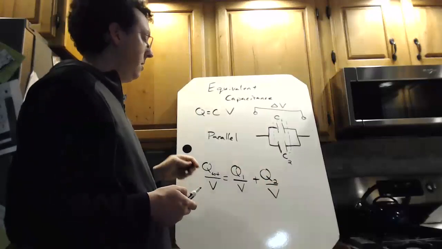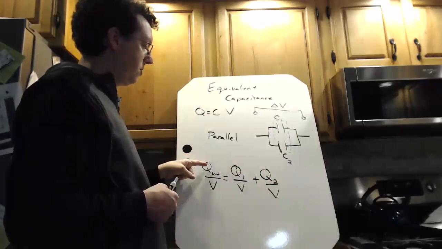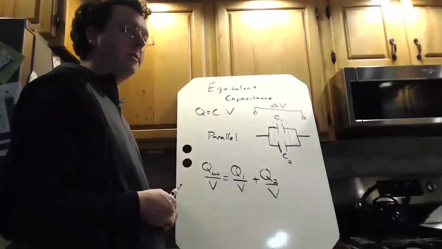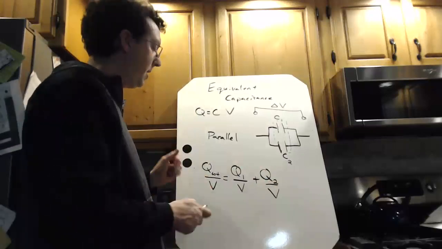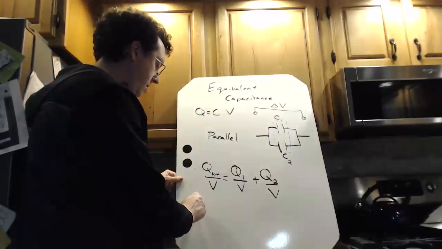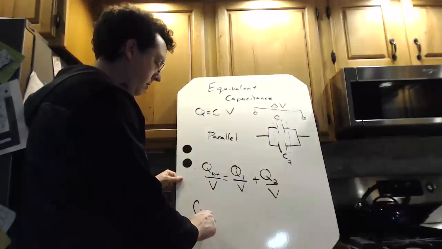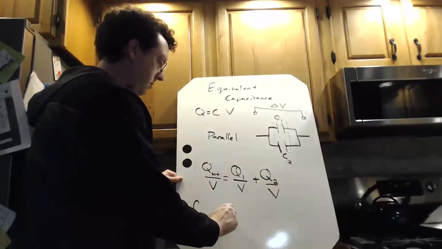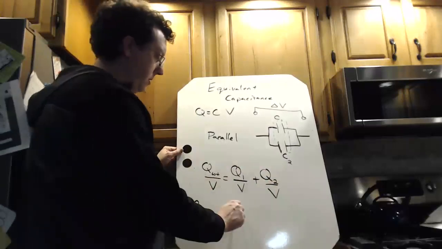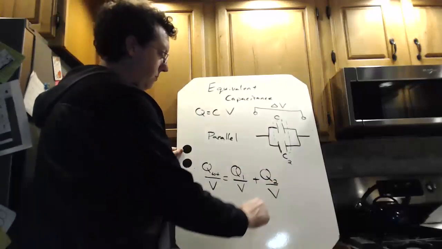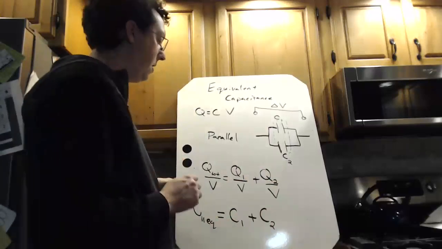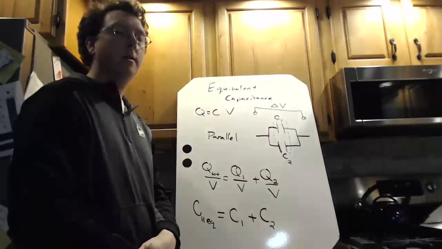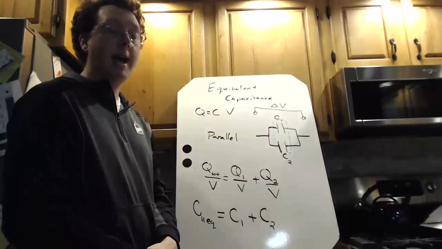Now, the ratio of the total charge to the total voltage drop is nothing other than the effective or equivalent capacitance. So we say the capacitance in parallel equivalent equals, well, this ratio would be nothing other than C1, and this ratio would be C2. So we find, in fact, in parallel, that capacitance will always add.